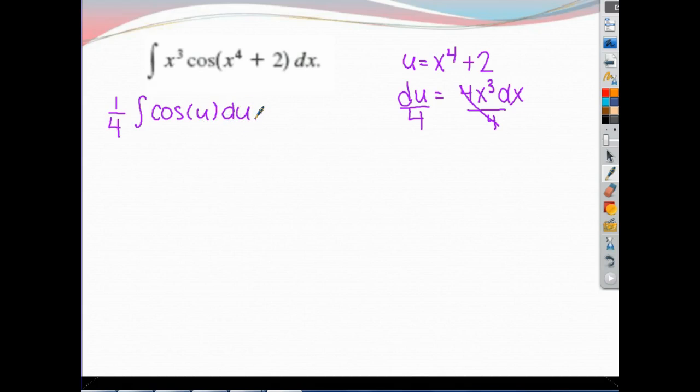This is easy now. You know how to take that antiderivative. What's the antiderivative of cosine? Sine. So you get 1/4 sine of u plus c. We don't want our answer in terms of u.